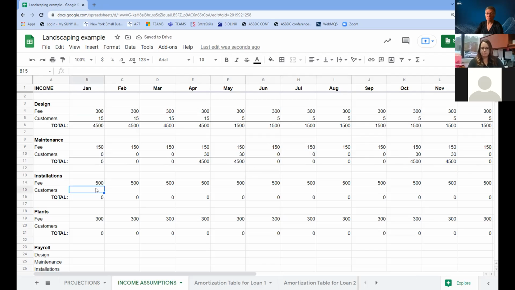Then installations, again, are seasonal. Usually it runs from June through October. Very unlikely, and not even that much in October.